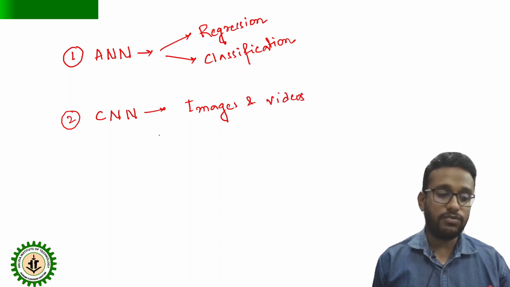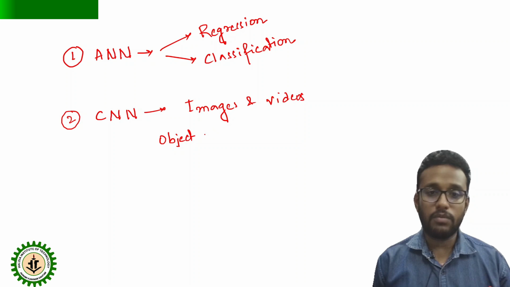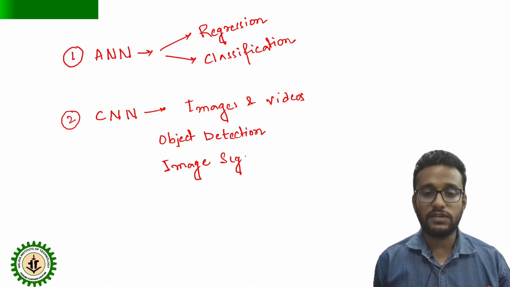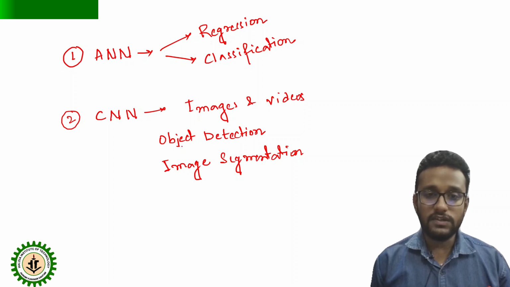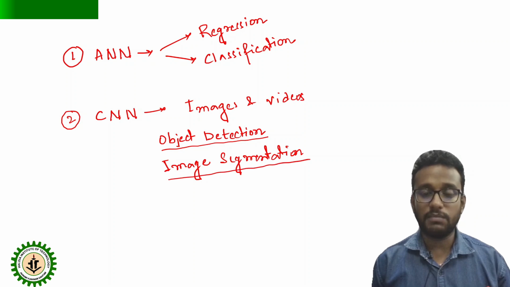So what kind of task can we do? According to the images, we can do the object detection task, or we can do the image segmentation task. So using the CNN, we can do the object detection as well as the object segmentation.